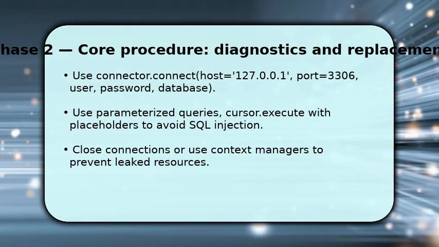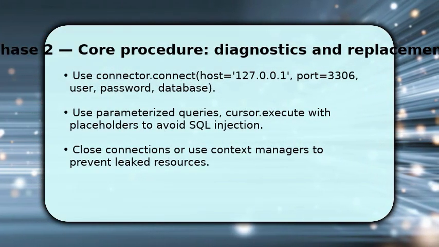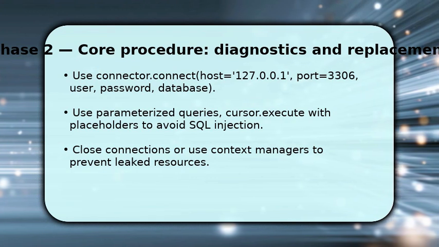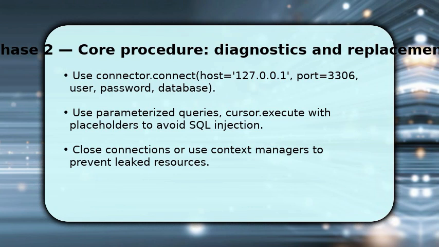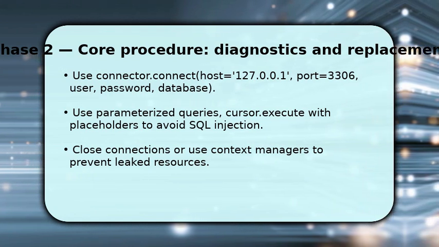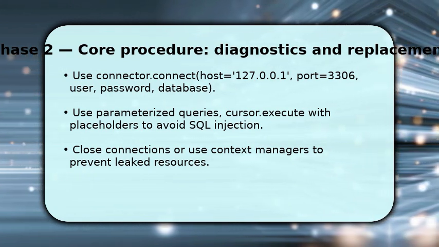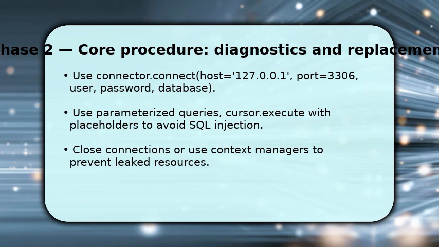Now you write the middle code. Import your connector and create a connection using host 127.0.0.1, port 3306, plus the user, password, and database from earlier. Use a cursor to execute parameterized queries.